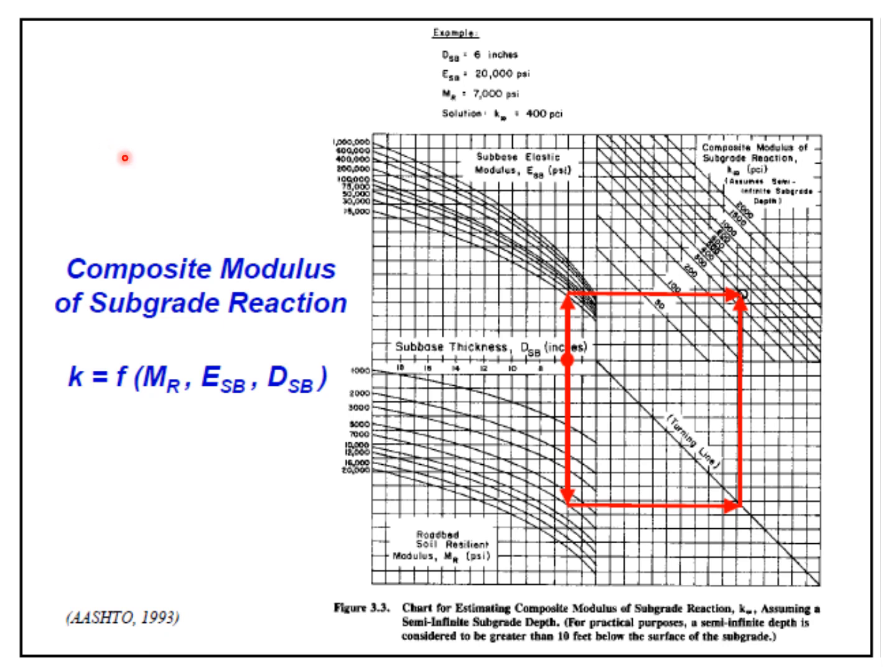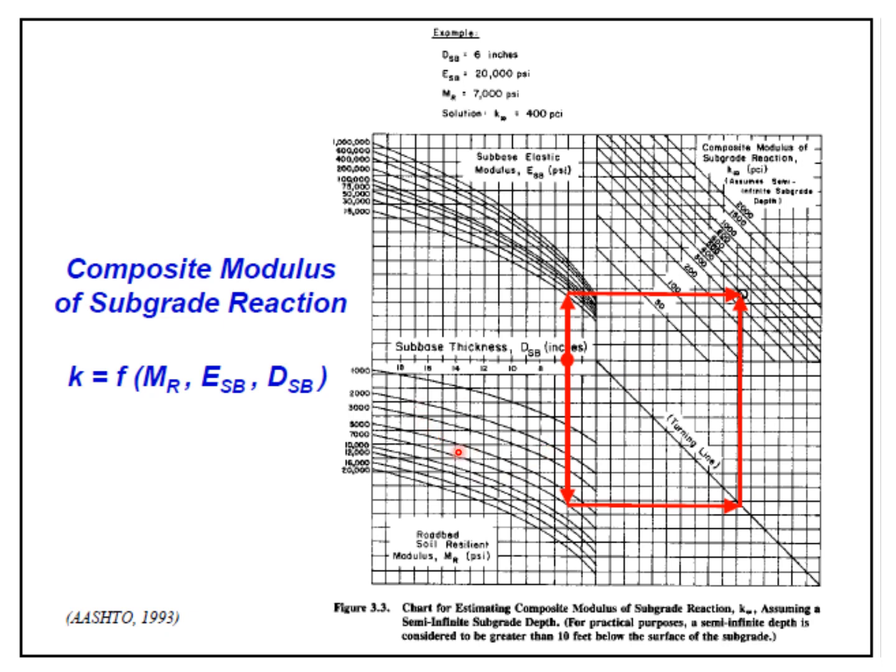Well, here you can see figure 3.3, and here you can see that K, the composite modulus of subgrade reaction, is a function of M sub R, E_SB and D_SB. So you will have to use these values to get the composite modulus of subgrade reaction. Here, look at this one. This is the subbase thickness. These curves are meant for subbase elastic modulus. These lines are meant for composite modulus of subgrade reaction.